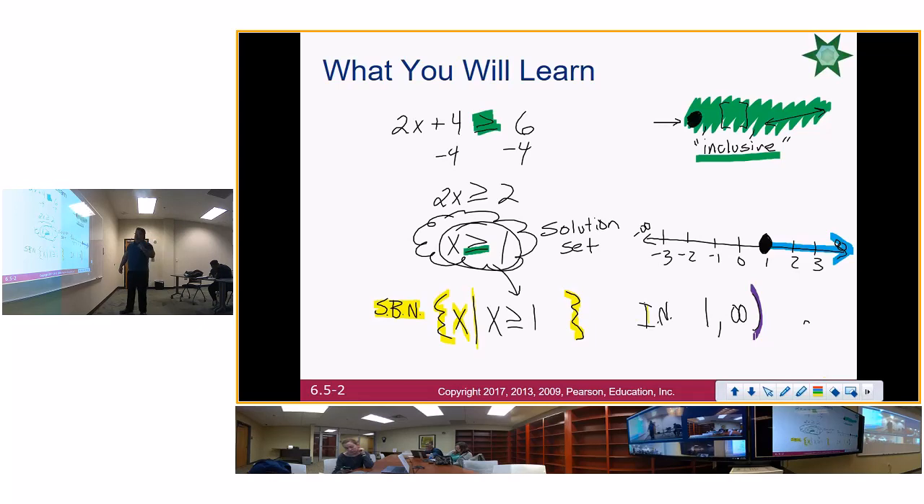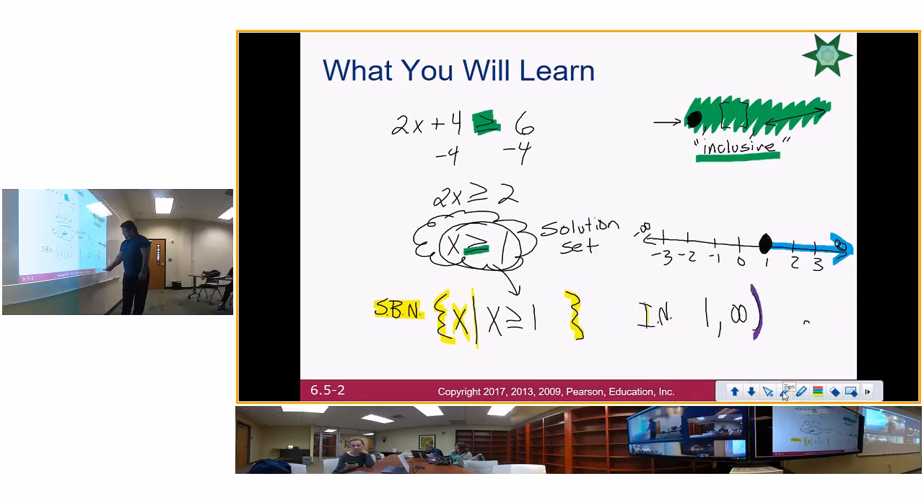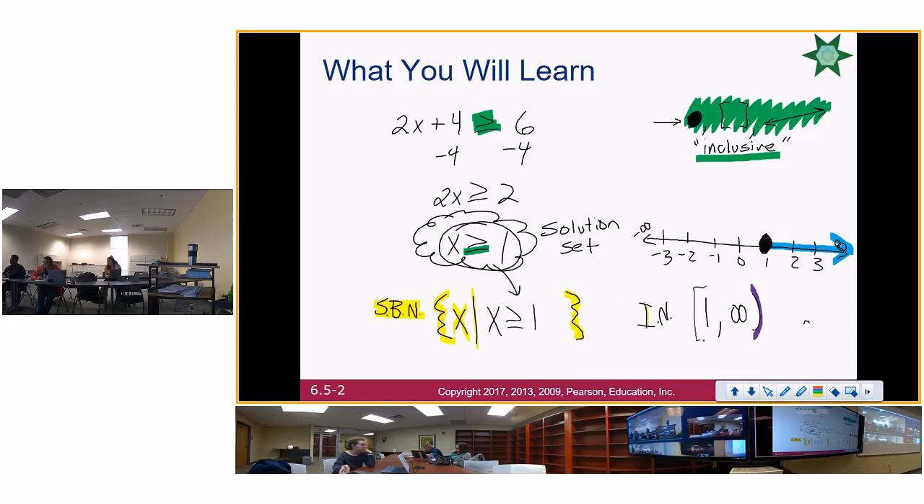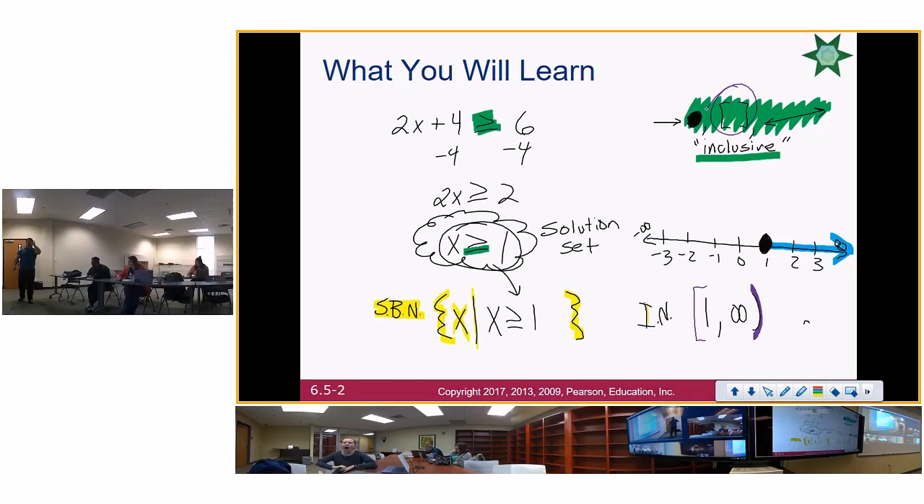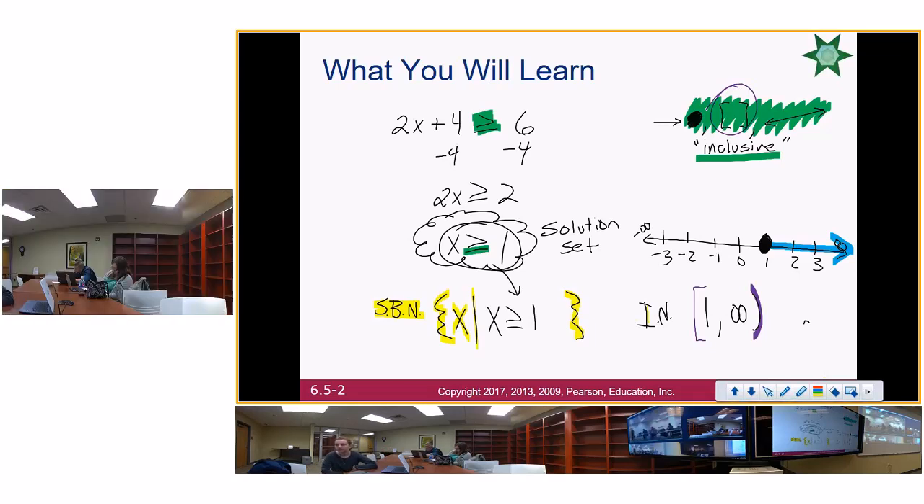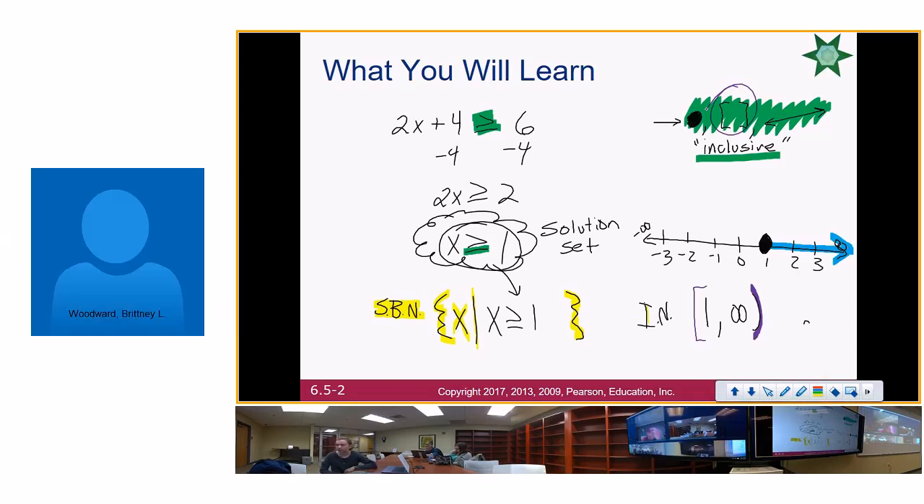Somebody tell me what 1 gets. What does 1 get? Why? You said bracket. Why does it get a bracket? Because it's inclusive. That's how you do an inequality.